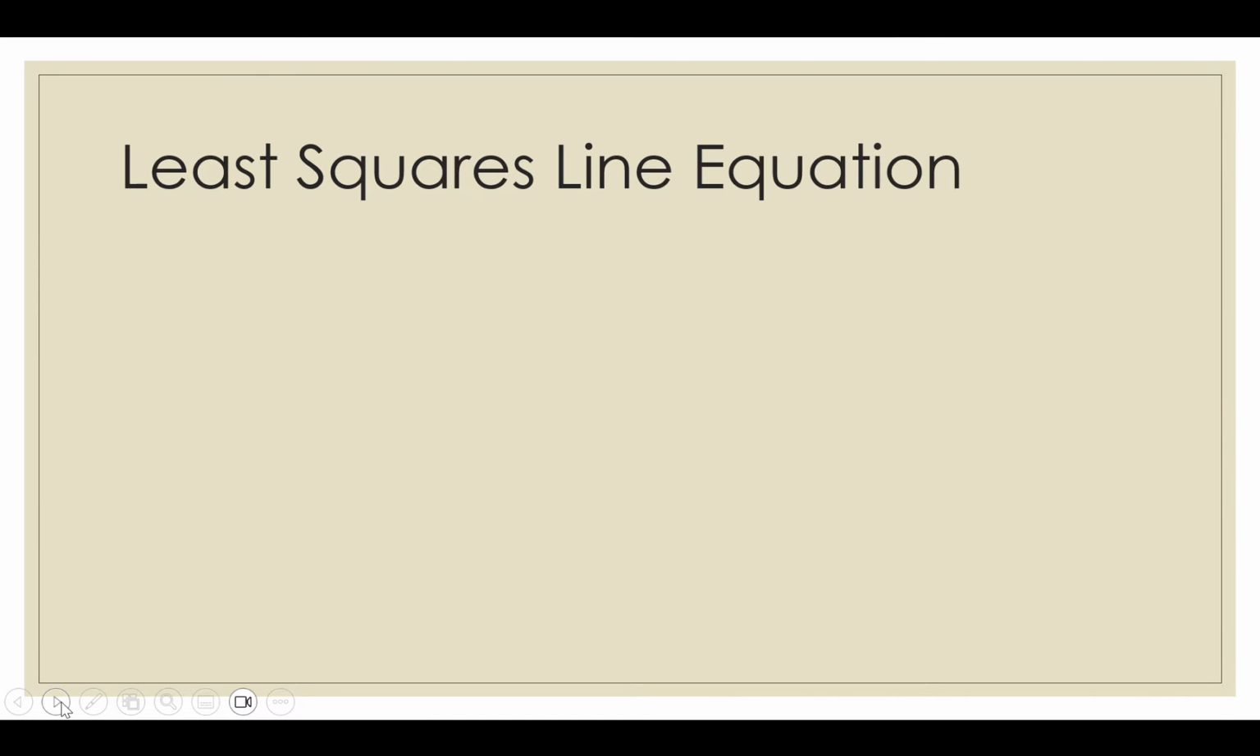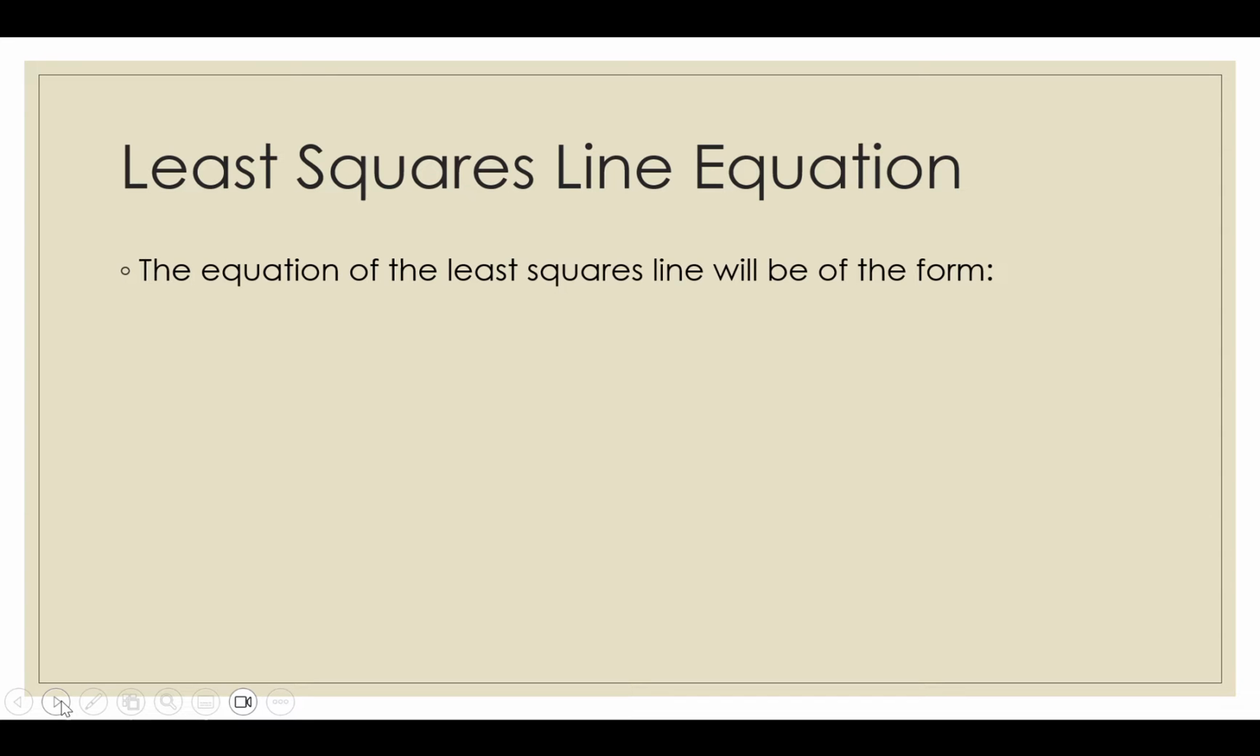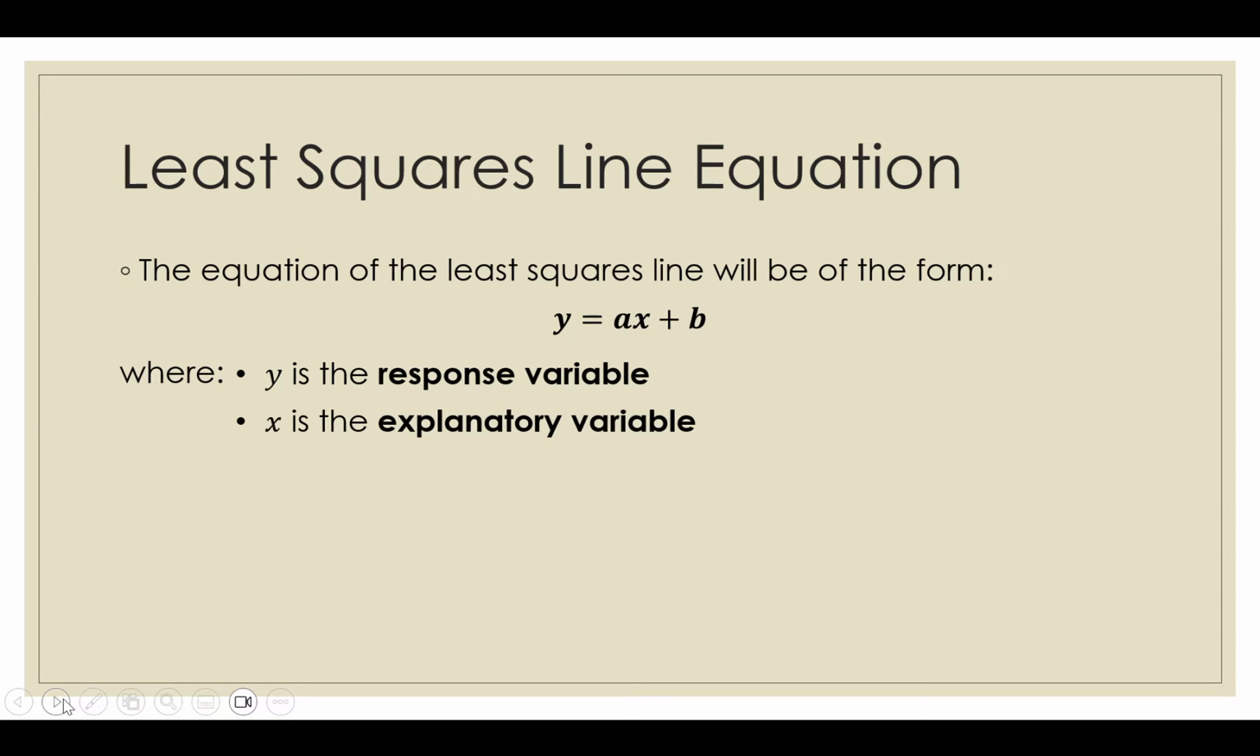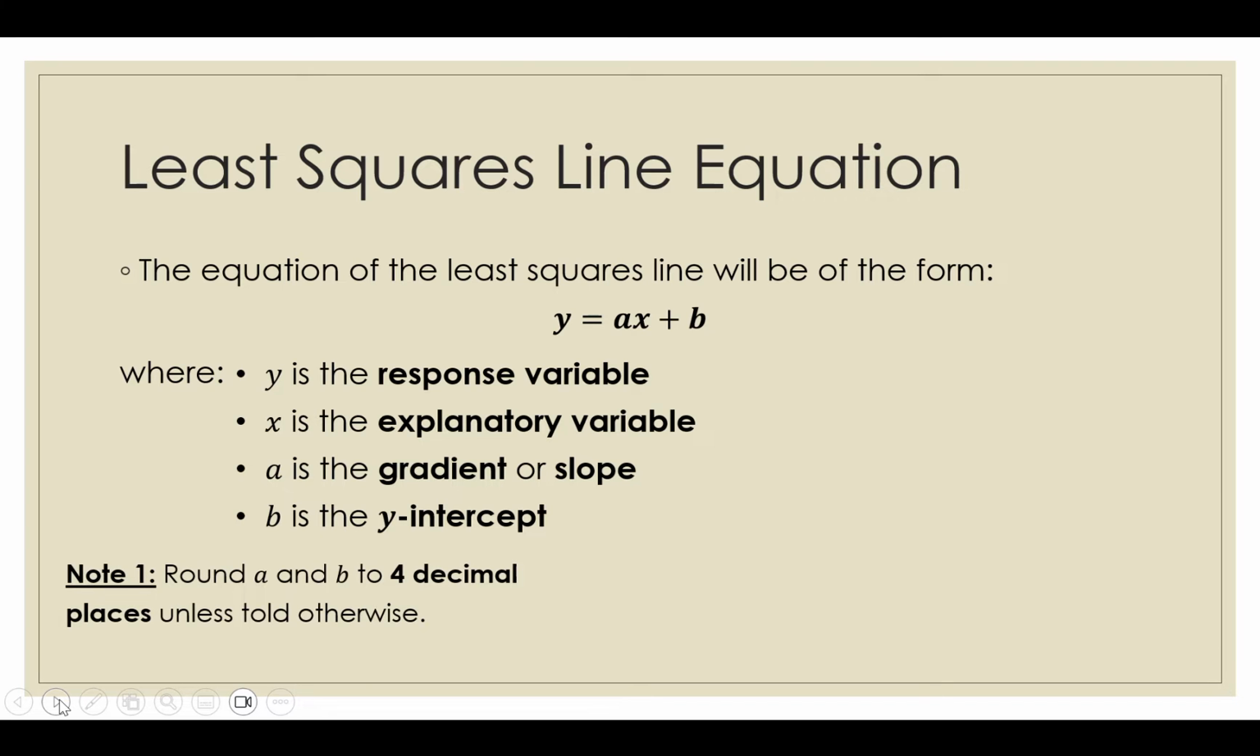Okay, so now we're going to have a quick go at how to do this on our ClassPad. All right, so we're going to put this in this form here. y is equal to ax plus b. y is the response variable, so on that vertical axis. x is the explanatory variable on the horizontal axis. a is the gradient or the slope. b is the y-intercept. We probably want to round to 4 decimal places, unless otherwise told so. So keep that in mind.